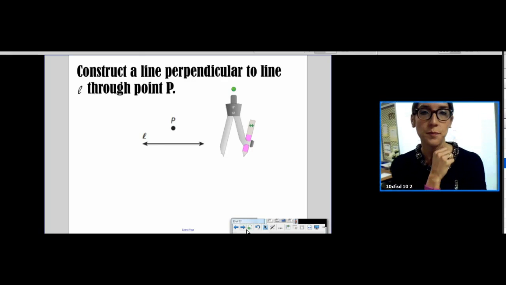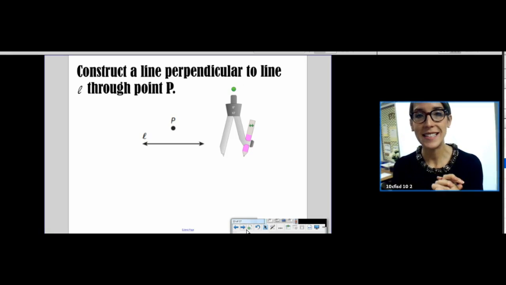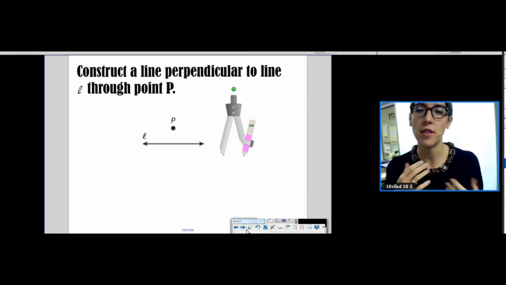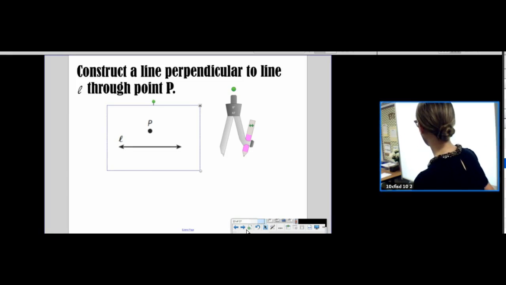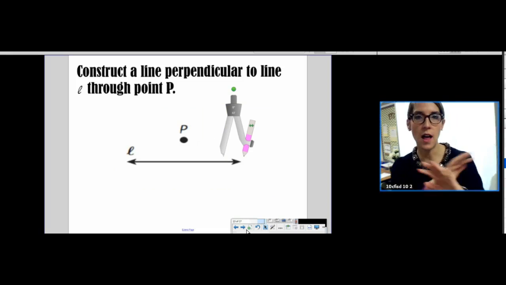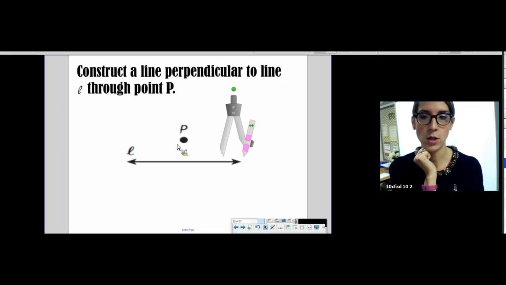What is new today is we need to know how to construct a line perpendicular to another line through a given point. So you can't just do any perpendicular line you want. You have to do it through a given point. So if you have time, you can try it with me. Draw a quick line on your paper with a ruler. Draw a line. And then anywhere above the line you want, put point P. You can do this one with me because it's new.